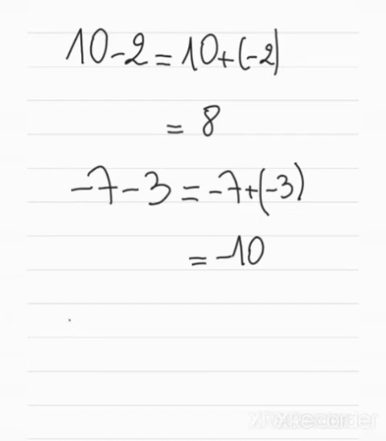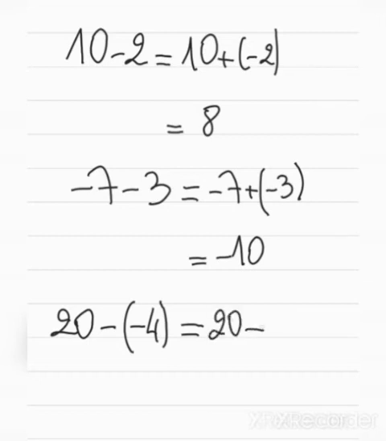Let's say I have 20 minus negative 4. Subtracting a negative number. It's like I'm taking out a debt, for example. If I take away a debt, it's like I'm giving money to someone. Or simply, subtracting a negative is like adding its opposite. So it's 20 plus the opposite, which is 4. So it's 24.